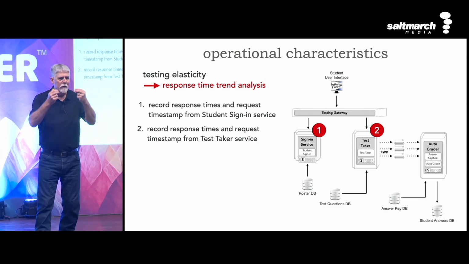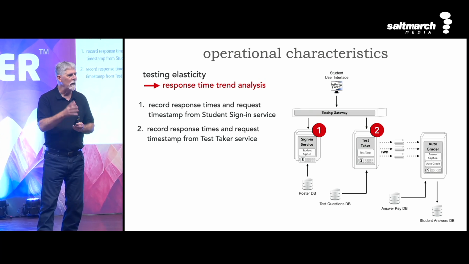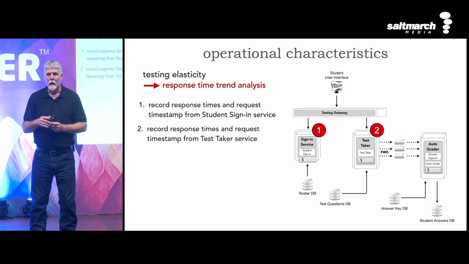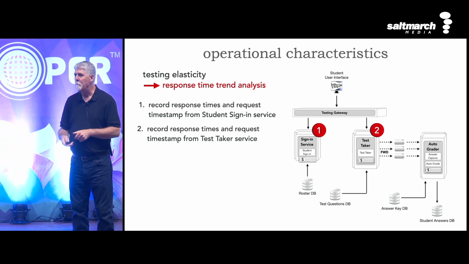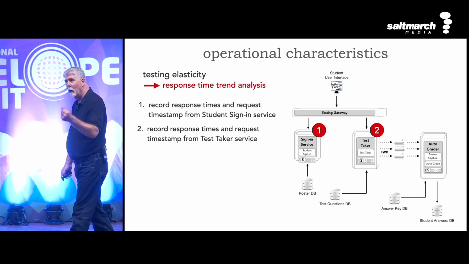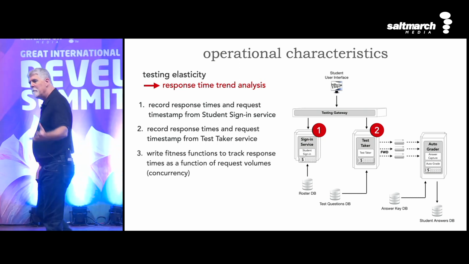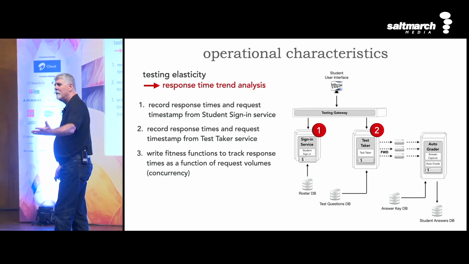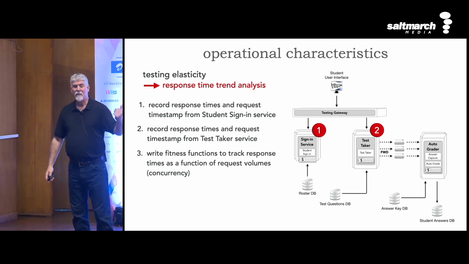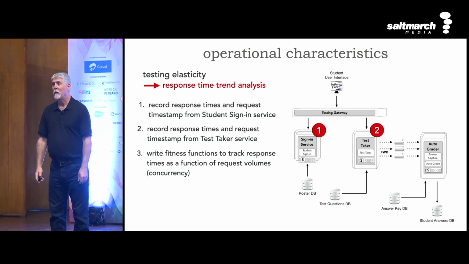Now, if I capture this information, you know what else it gives me? Because I'm capturing the student ID, it gives me the number of concurrent users also at that particular point in time. And so I can record those response times, and I can measure a fitness function simply to start tracking those as a function of each other. That's the easiest fitness function you could write.